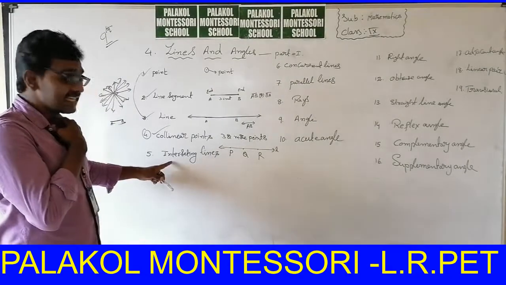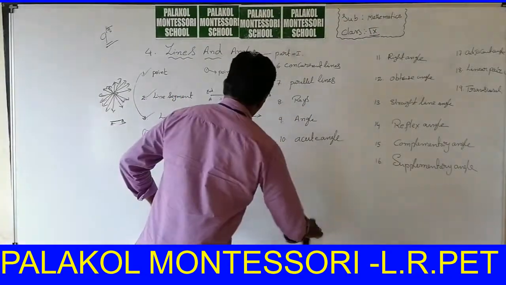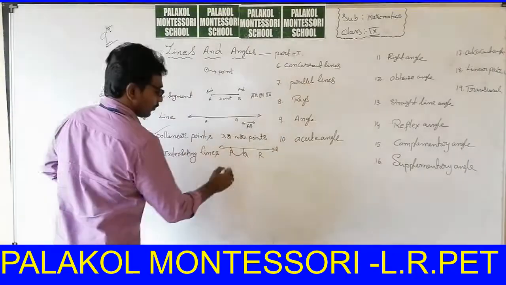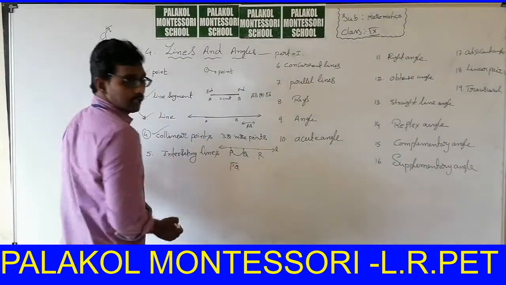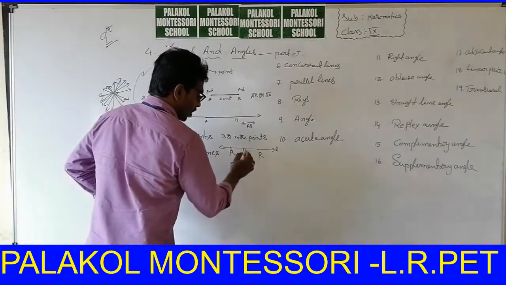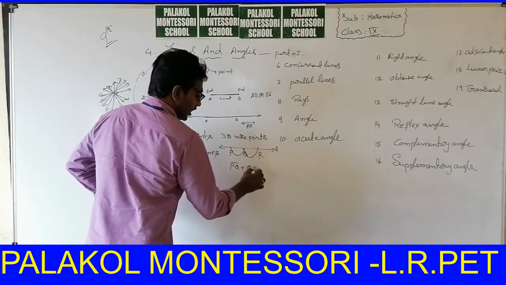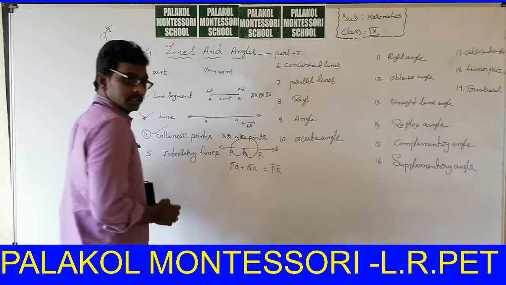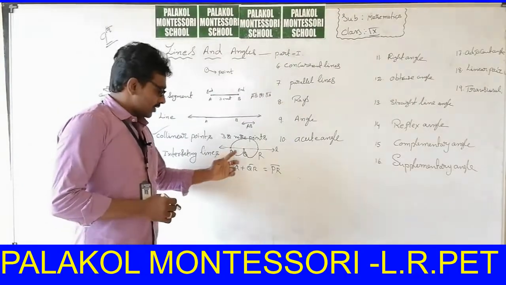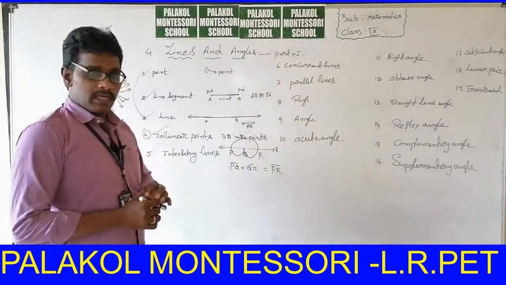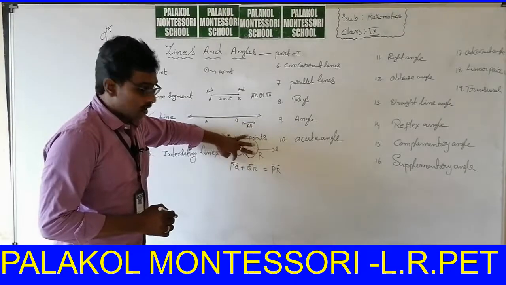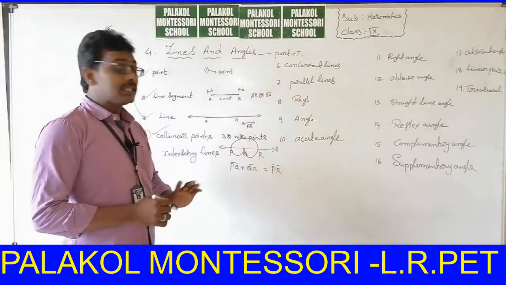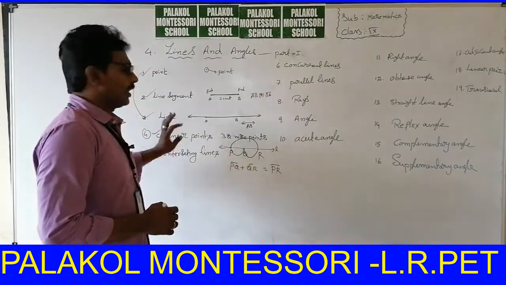Next, intersecting lines. So guys, please, here one point is there, Q. The length of PQ line segment plus QR line segment equals PR line segment. Is it clear? Once again, repeated: the 3 points on the same line, that is called collinear. So PQ bar plus QR bar equals PR bar. This is one of the properties of collinear points.